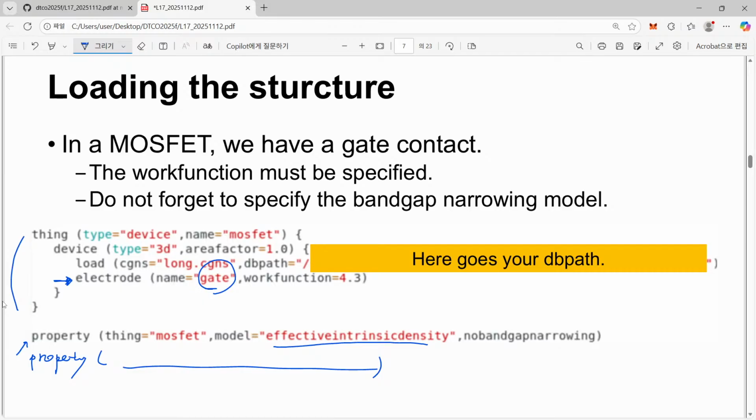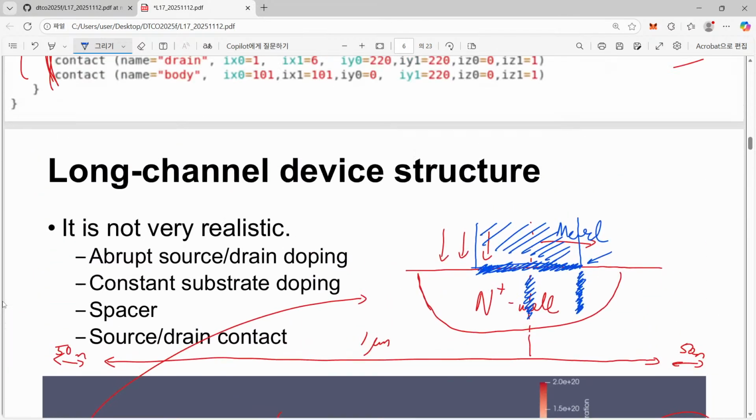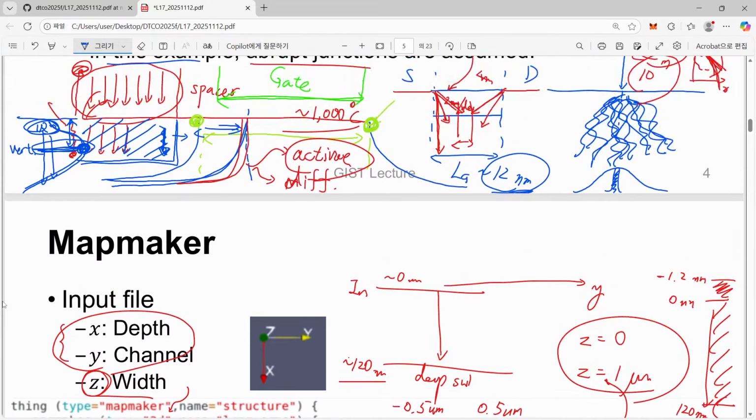However, in the case of a gate, it is not attached to the silicon area. It is attached to just an insulator, and it does not communicate or exchange electrons or holes. It just provides a certain potential reference to our system. So for this special contact called a gate, we must specify the work function. So for 0.3, that number corresponds to our previous value shown here.